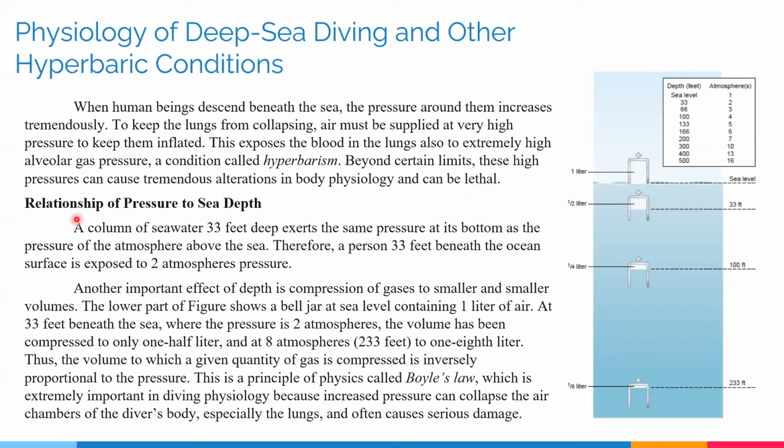First, let us look into the relationship between pressure and sea depth. A column of seawater 33 feet deep exerts the same pressure at its bottom as the pressure of the atmosphere above the sea. Therefore, a person 33 feet beneath the water or ocean surface is exposed to 2 atmospheres of pressure, which can be seen from the table right here.